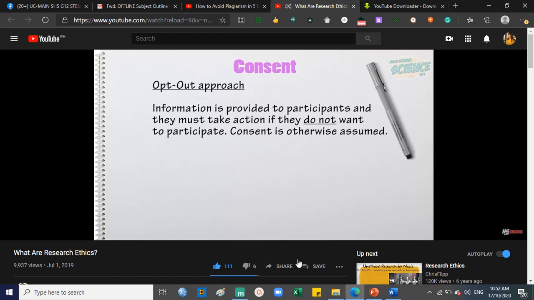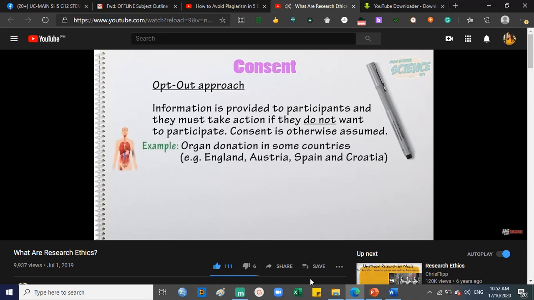Sometimes an opt-out approach is used, where the information is provided to potential participants, but they must actively tell you that they don't want to be involved, otherwise their consent is assumed. An example of this is organ donation. If you live in a country where they have an opt-out approach for organ donation, and you don't want your organs to be harvested to help other people if you pass away, then you need to actively tell them that you don't want that to happen.